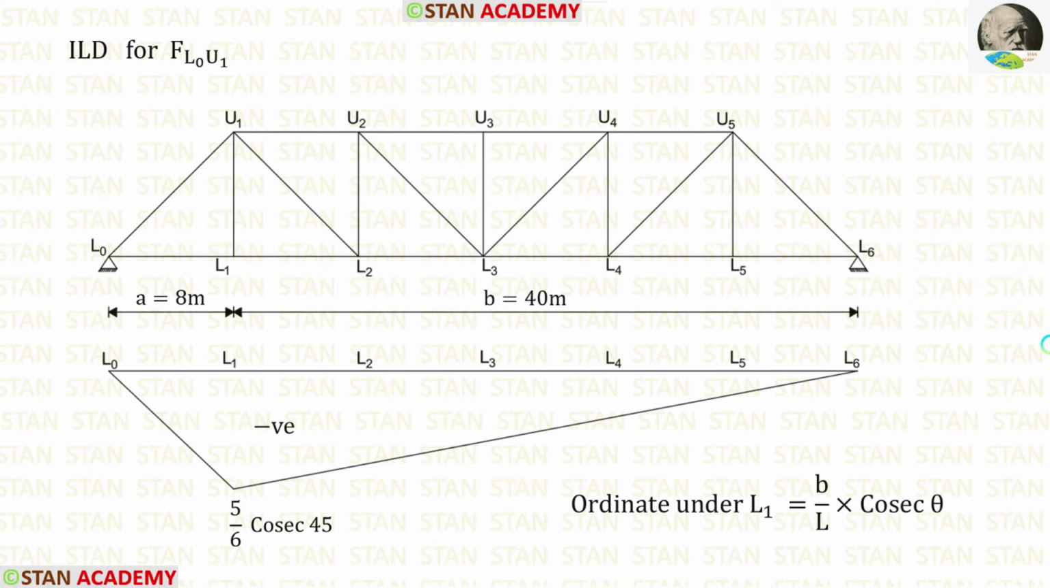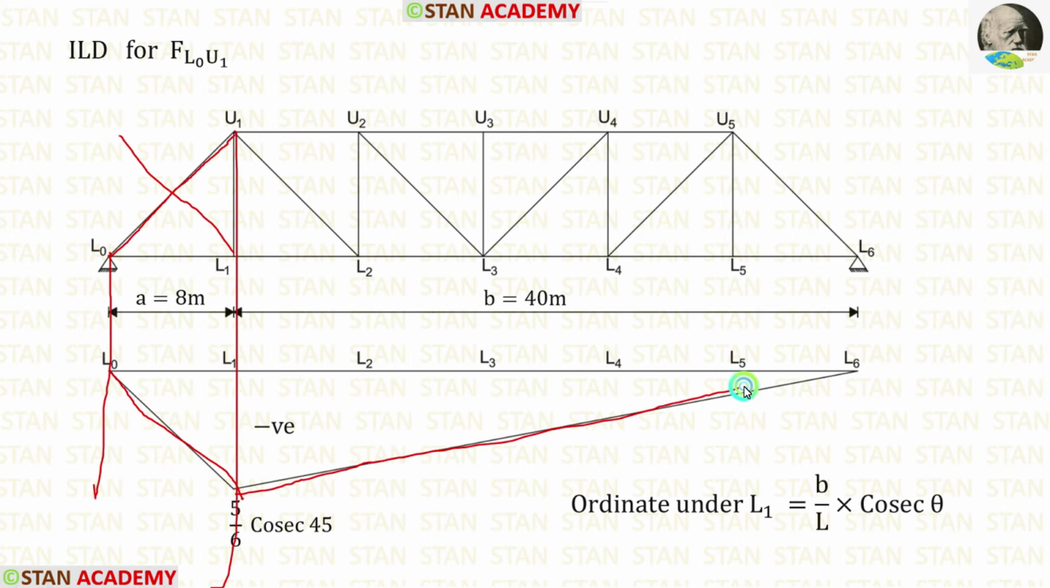Now let us start drawing influence line diagrams for the diagonal members. First, let us do for L0 U1. From L0 and U1, let us make projection. Then let us look at L0 U1. L0 U1 is in this direction. If we make a line in the opposite direction for L0 U1, it will be like this. In the same way, we can make a line here. Then we can connect with the L6. In this way, we can easily make ILD for L0 U1.